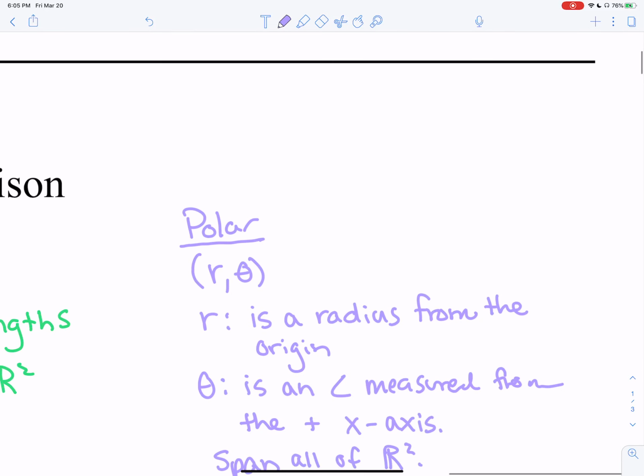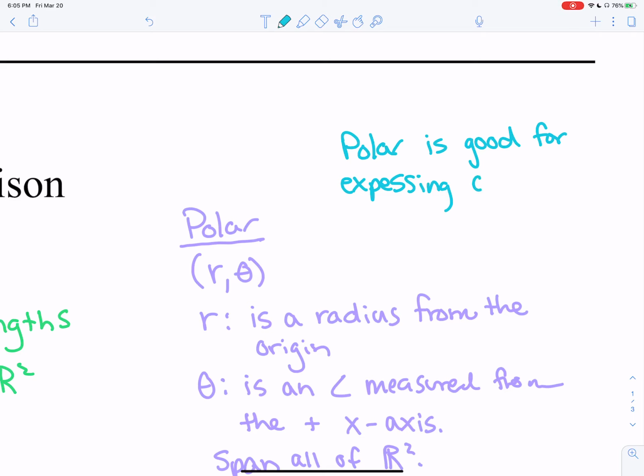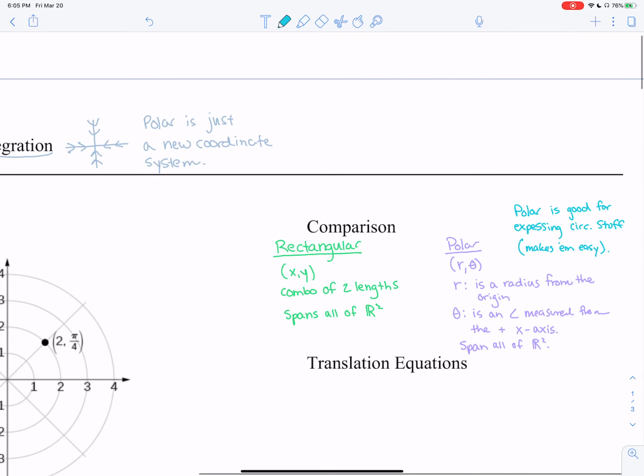Something to keep in mind, and the reason why we're introducing this, is because polar is good for expressing circular regions. So it's good for expressing circular stuff, which means it makes them easy. So that's why we're learning it.